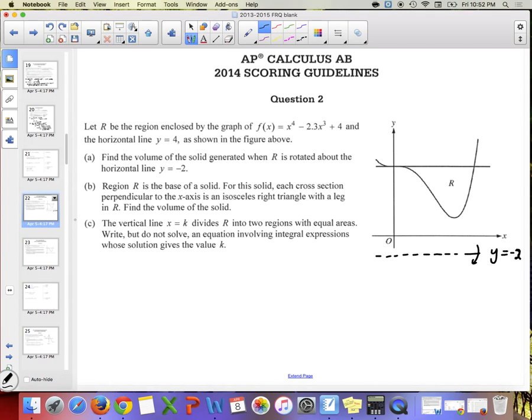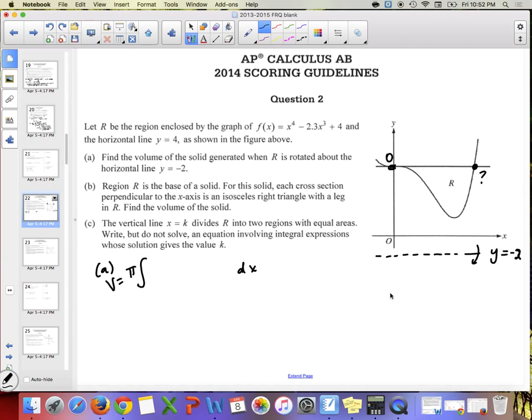So if I'm rotating around the horizontal line y equals negative 2, I know that it looks like an x-axis line. It's a horizontal line. So I'm going to integrate with respect to dx. That means I'm going to have x values for my limits of integration, from there to there, so it's 0 to whatever this is. I need a pi out front, and then I'm going to have my big R minus my little r.